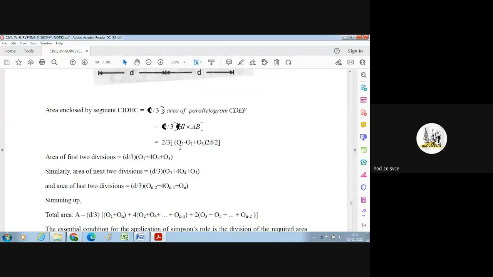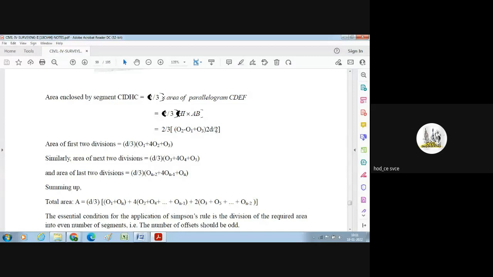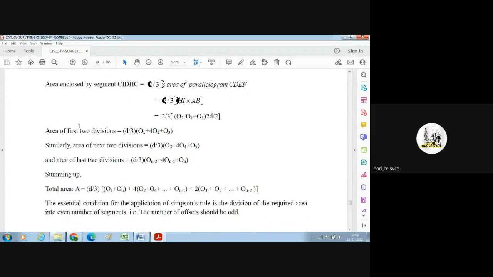So that's why they have given here O2 minus O1 plus O3. That means we have to add up this another distance also, right? So into 2D by 2. Why? Because 2D means we have two triangles there. Okay. So that's why they have taken 2D into the area of first two divisions, two-third multiplied with O1 plus 4 O2 plus O3. See here, the first coordinate and the last coordinate, the second coordinate has a product of 4, right? Like that we have to add it.